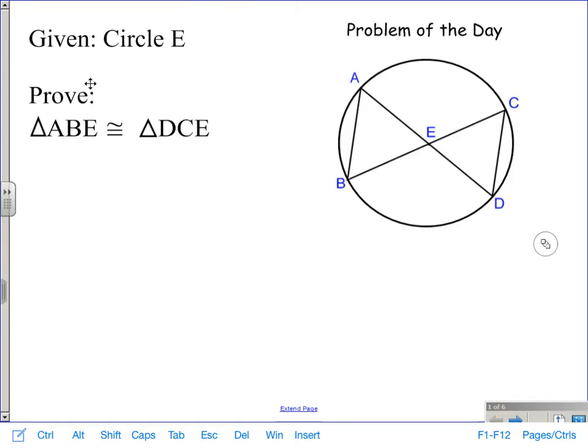So think about maybe what a diameter would be. Think about the center of a circle, how we name circles, intersecting lines, and come up with some reasoning for the problem of the day. We'll discuss it tomorrow.